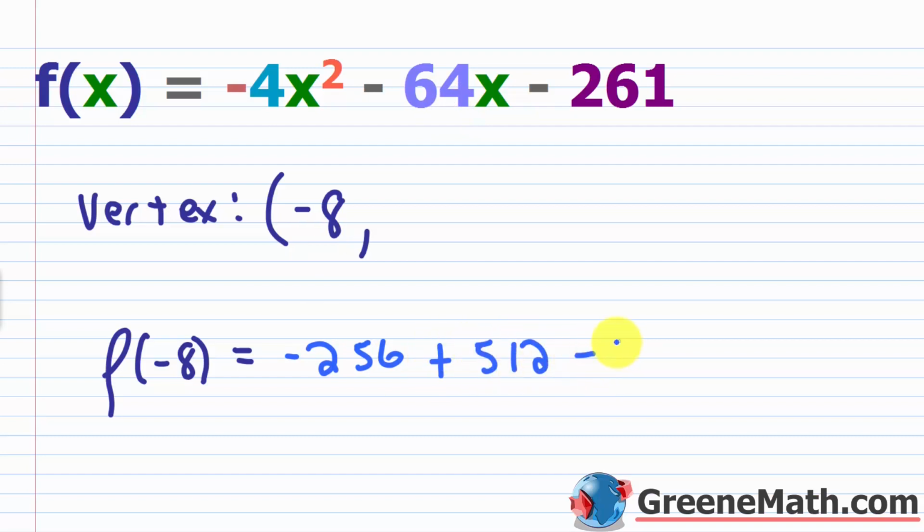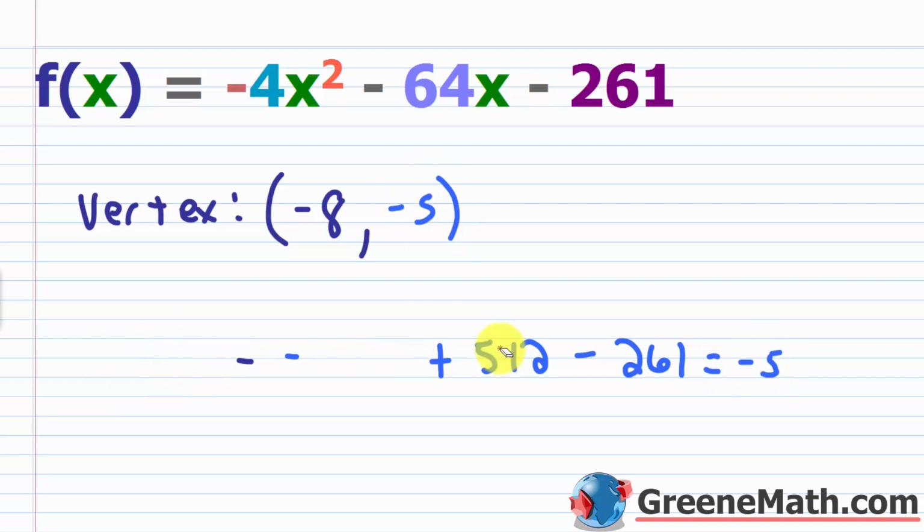And then lastly, you'd have minus 261. So if you do negative 256 plus negative 261, you get negative 517. And then negative 517 plus 512 would, of course, be negative 5. So let's just go ahead and say this is negative 5. So we'll put negative 5 there. And I'll just go ahead and erase this.